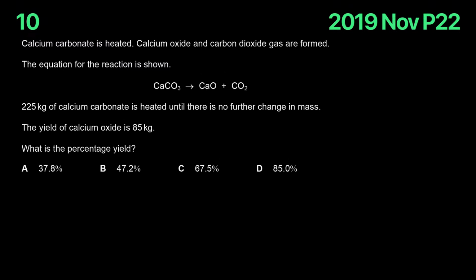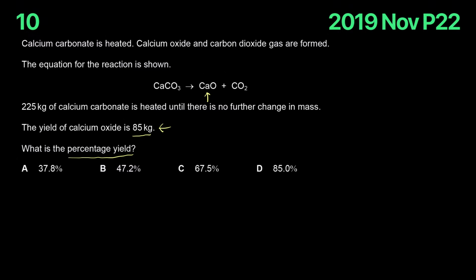225 kilograms of calcium carbonate is heated until no further change in mass is seen. The yield of calcium oxide is 85. What is the percentage yield? Okay, this is interesting. I think I understand why people are confused, because I got confused reading the question. What exactly are they asking? Because the yield is already here, right? So we don't know how much calcium oxide should have formed, but we know how much it did form, and they want us to calculate the percentage yield, right?